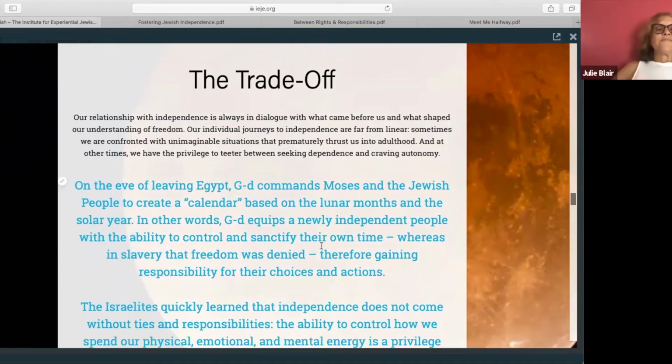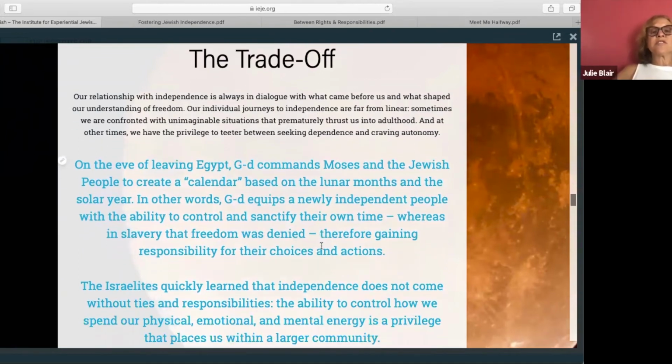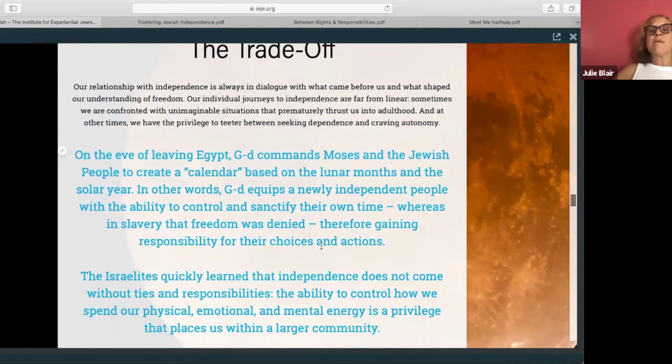Trade-off. Our relationship with independence is always in dialogue with what came before us and what shaped our understanding of freedom. Our individual journeys to independence are far from linear. Sometimes we are confronted with unimaginable situations that prematurely thrust us into adulthood. And at other times, we have the privilege to teeter between seeking dependence and craving autonomy.